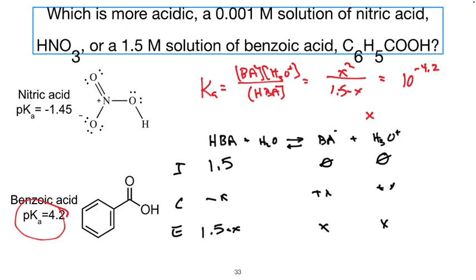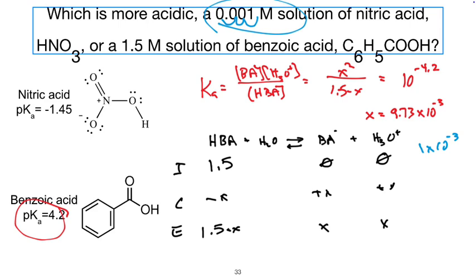Is that a no? 9.73 times 10 to the negative 3. Okay. What was the concentration for nitric acid? I would argue 1 times 10 to the 1, 2, 3. 10 to the negative 3.